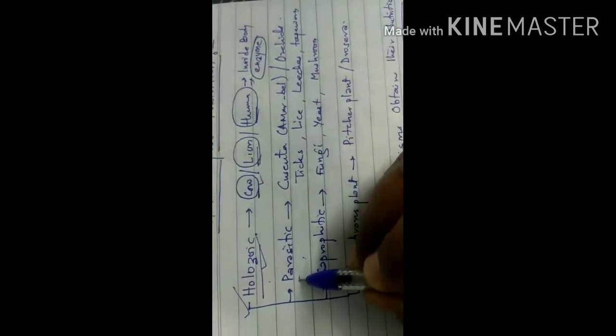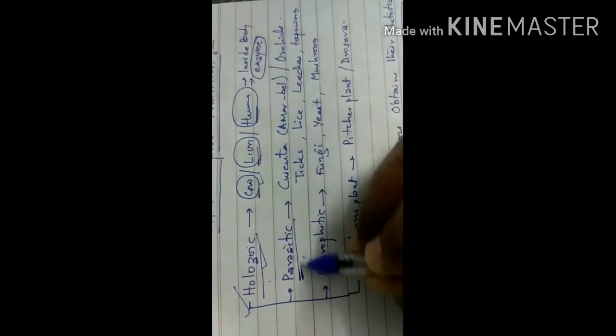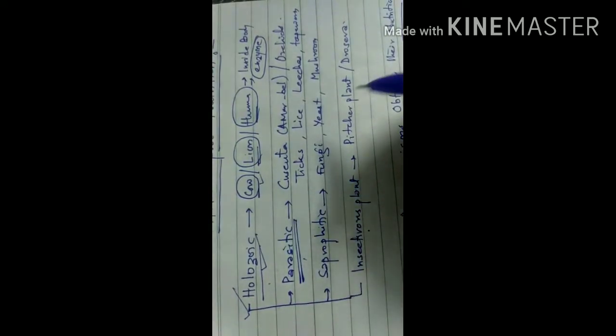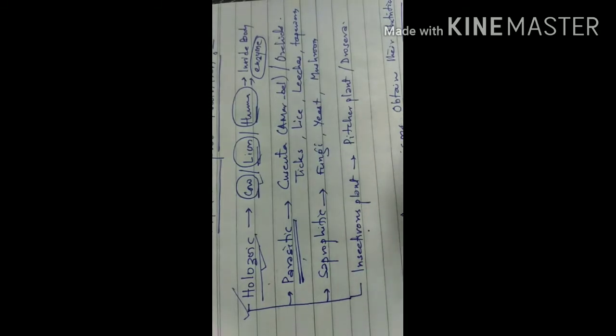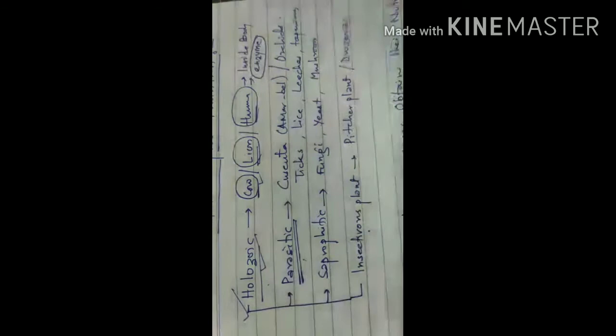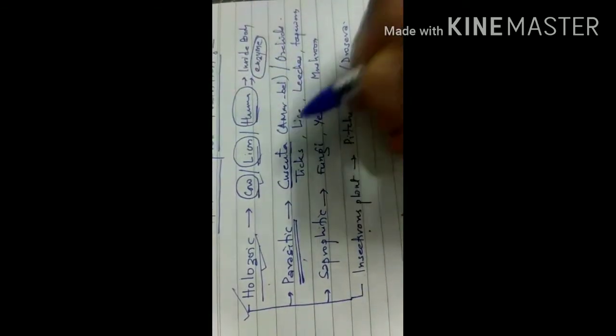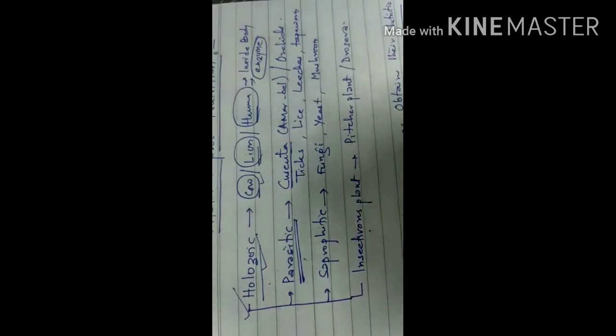Now what is the parasitic mode of nutrition? Parasitic mode of nutrition is a condition where an organism gets nutrition either from a plant or from any animal, but it causes harmful effects to the plant or organism from which it gets food. Suppose Cuscuta is a plant which takes food from the plant in which it is derived or present.